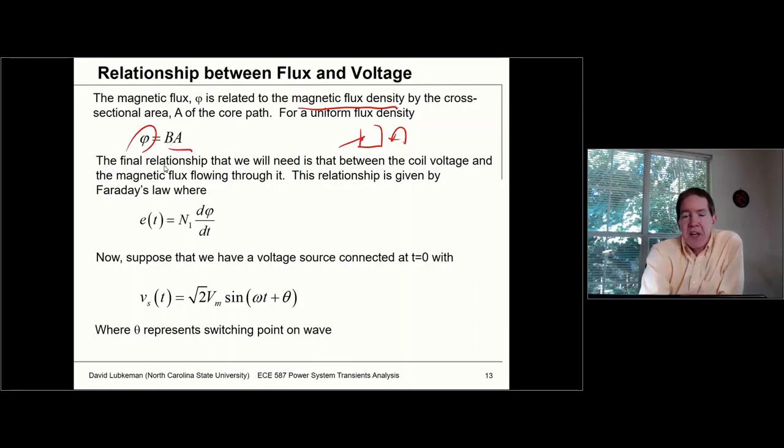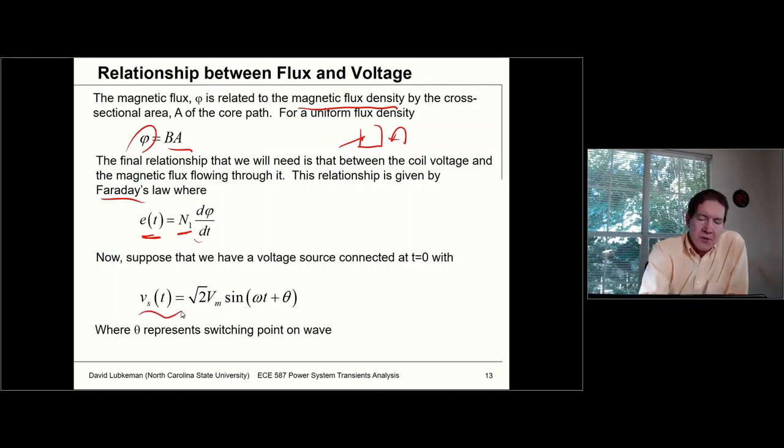If I take the flux density and multiply it by the cross-sectional area, that gives me magnetic flux. Now, Faraday's law says that if you want to calculate the induced voltage, it is going to be the number of turns times the change in this flux with respect to time, right? And so we're going to make use of that later on.